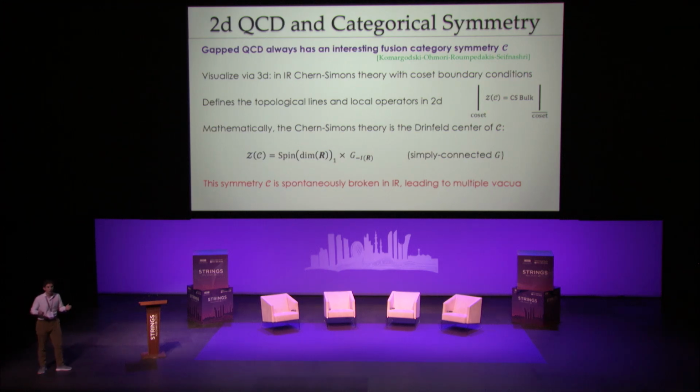And mathematically, what is the relationship between that construction and the fusion category symmetry of the problem? Well, it's again this Drinfeld center construction. So this Chern-Simons theory is the Drinfeld center of the fusion category symmetry of this problem, and that allows you to deduce what this symmetry is. Also important is that this symmetry C is spontaneously broken in the infrared, and that leads to multiple vacua and soliton sectors to study in 2D QCD.